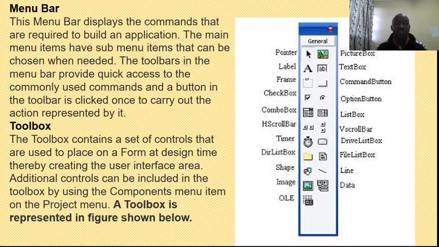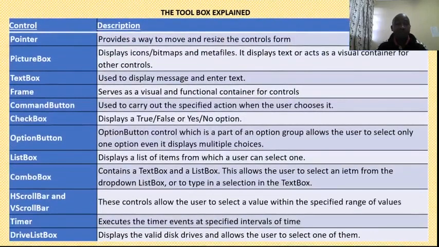The toolbox represented on your left in this diagram contains a set of controls that are used to place on a form at design time, thereby creating the user interface area. Therefore, this is the toolbox. Then we have various functions of various tools, like the pointer. The pointer provides a way to move and resize the controls.